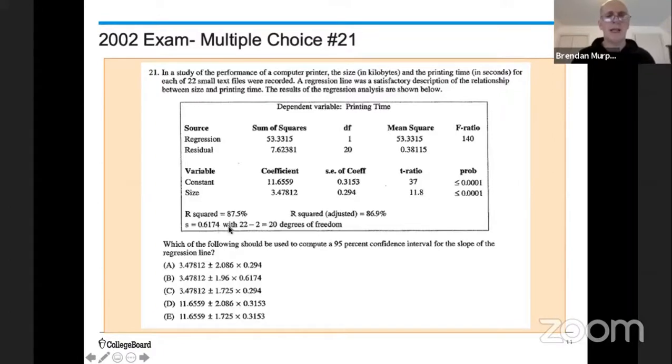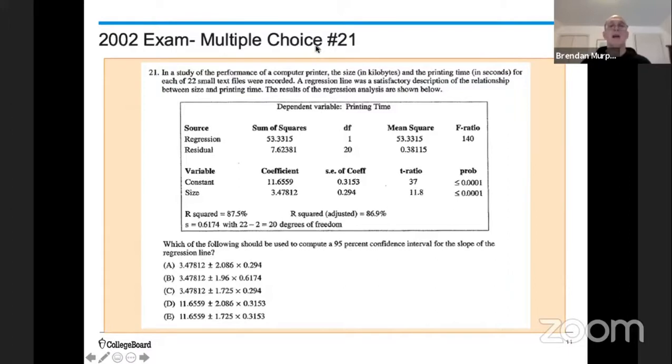I think Luke tackled that yesterday. With 22 minus 2 degrees of freedom. Okay, well, there's your little hint that perhaps this is inference for regression, inference for our regression model. And College Board was nice and kind of gave you a little hint here. Again, all year we've done degrees of freedom as n-1, and now all of a sudden it's n-2. Which of the following should be used to compute a 95% confidence interval for the slope of the regression line?